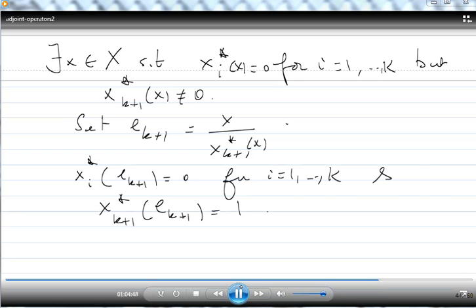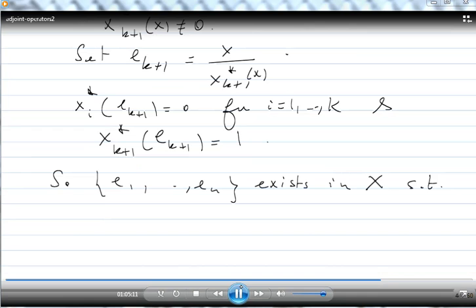Remember, we have this x1 star all the way to xn star. So e1 all the way to en exist in X such that, this is very important, whenever you have a linearly independent family of vectors in X star, you can always build through this lemma this sequence of vectors. Sometimes we call them the biorthogonal ones.